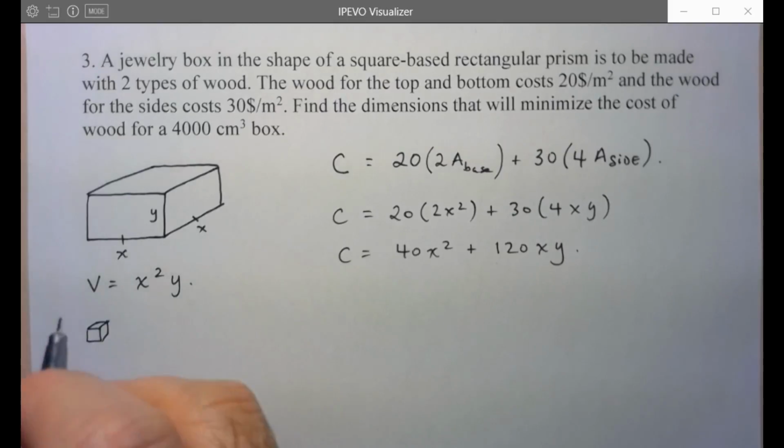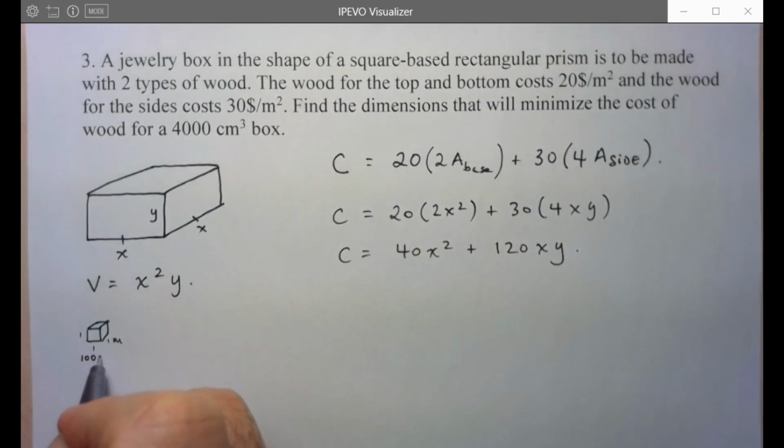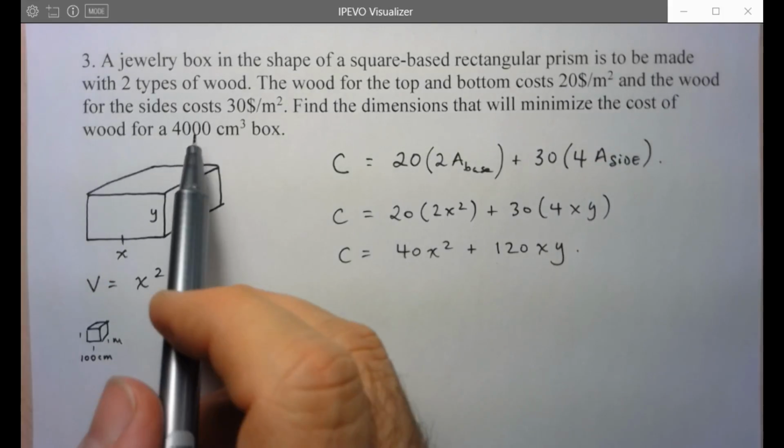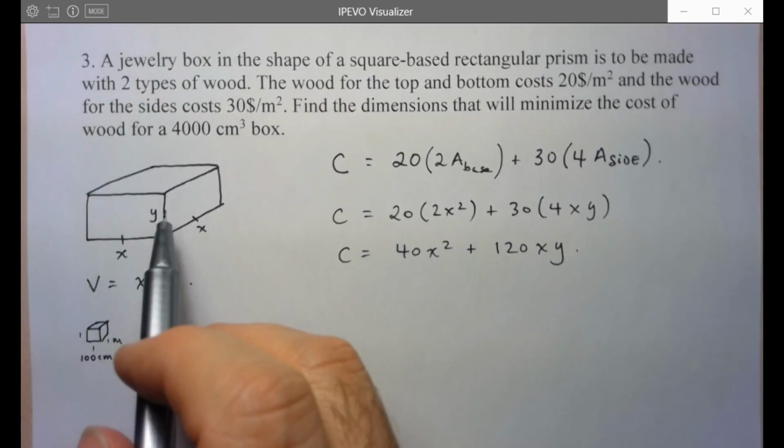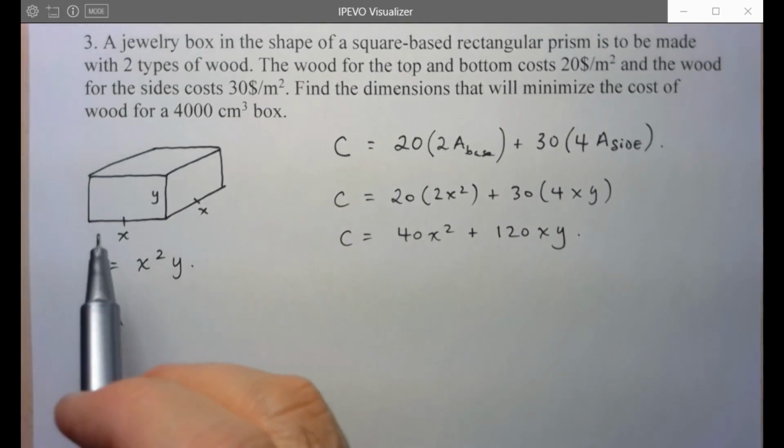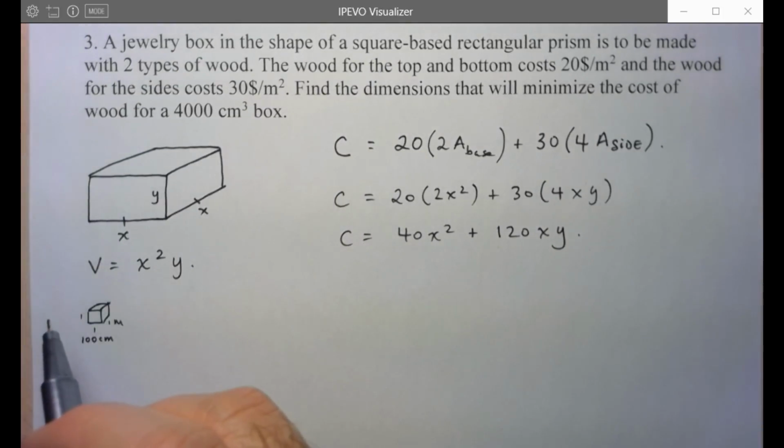1 cubic meter. If this is 1 cubic meter, I have to think of this as 100 centimeters, so each of these dimensions is 100 centimeters. So now the question is, am I going to be dividing 4,000 by 100 cubed, because I've got 3 dimensions, or am I going to be multiplying this by 100 cubed? We can figure that out, or you can just remember a little trick.